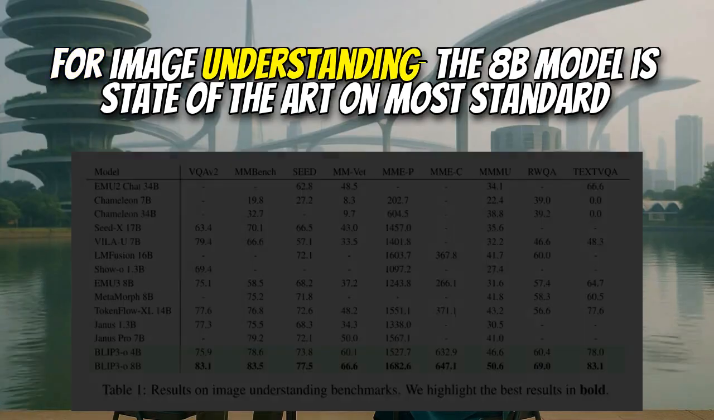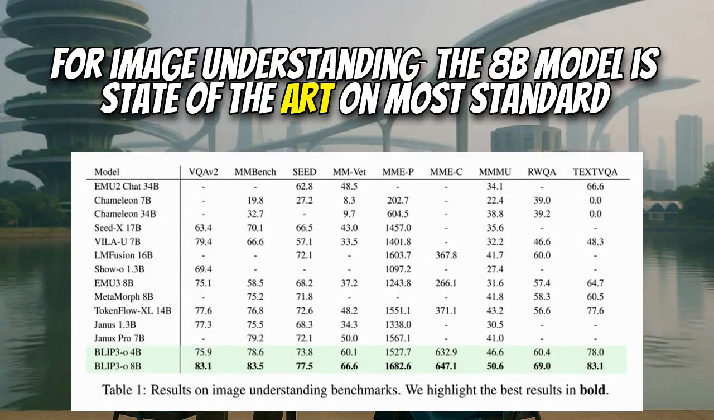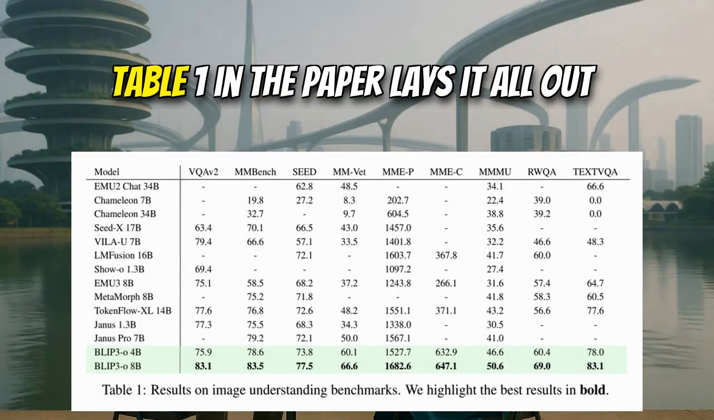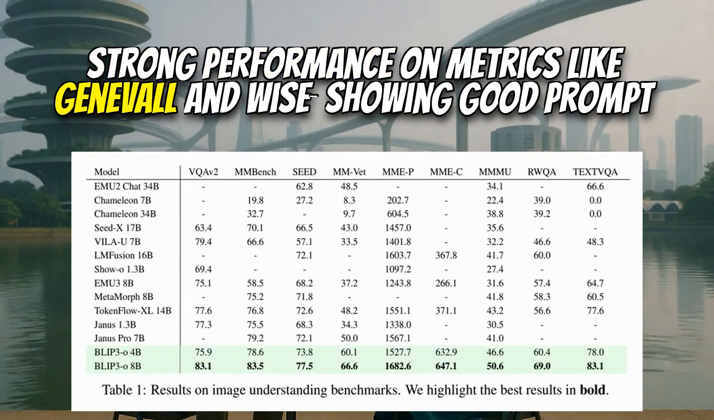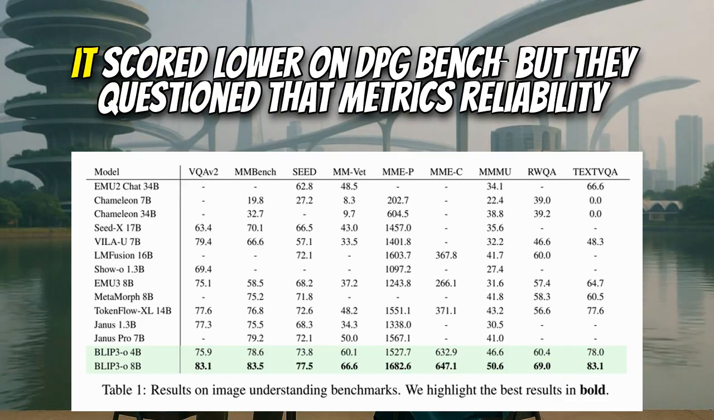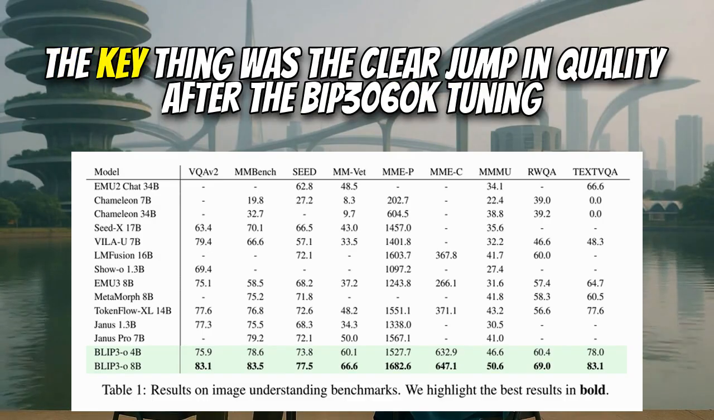They do. For image understanding, the 8B model is state-of-the-art on most standard benchmarks. Table 1 in the paper lays it all out. And for generation, strong performance on metrics like GenEval and WISE, showing good prompt following and world knowledge. It scored lower on DPG Bench, but they question that metric's reliability. The key thing was the clear jump in quality after the BLIP3-0 60K tuning.